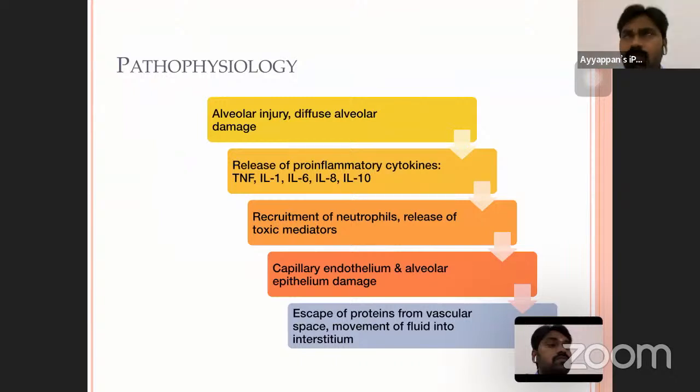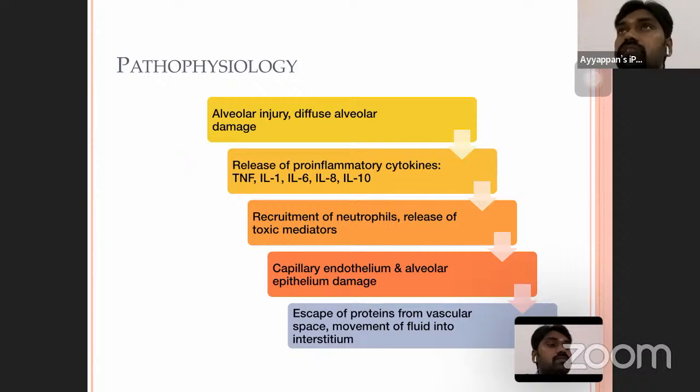So, with this knowledge about ARDS, we will discuss the pathophysiology of ARDS. Okay. So, pathophysiology: the common inciting event or the initial trigger is either a direct cause or an indirect cause. It can cause injury to either the alveolar epithelium or the capillary endothelium. Both of which can lead to alveolar injury, which is followed by diffuse alveolar damage.